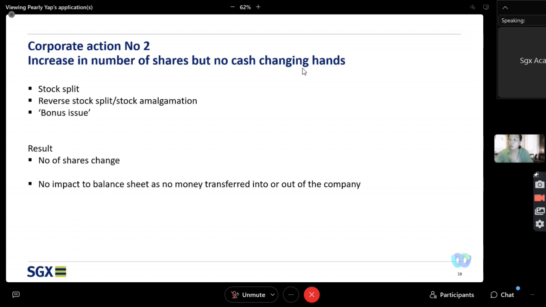But actually, there's no money that has changed hands. But it tends to be a feel-good factor because the company is confident. That's why they have bonus issue. Okay, that's what people perceive. But to me, actually, in the fundamental case, whether it's share split, stock split, or bonus issue is the same.